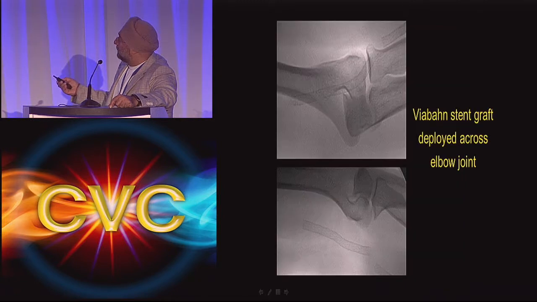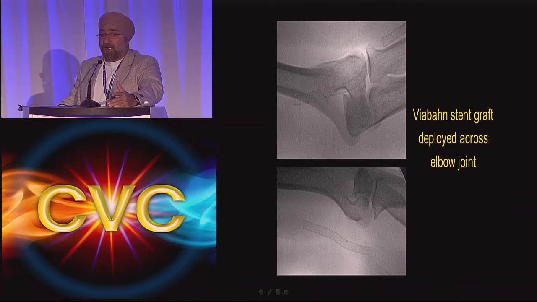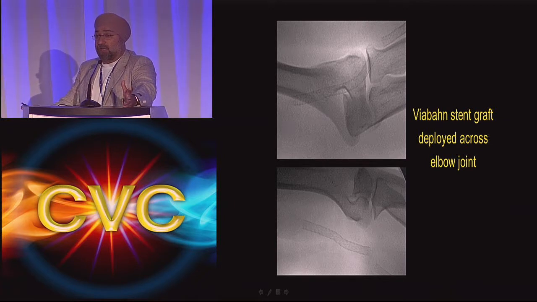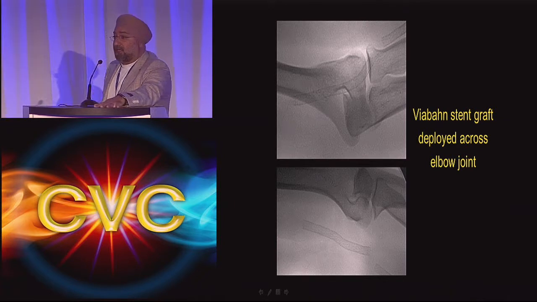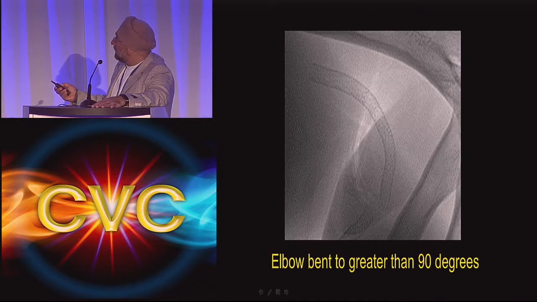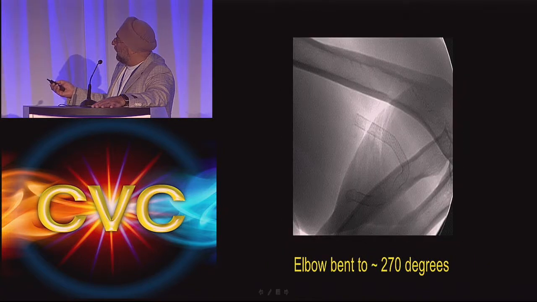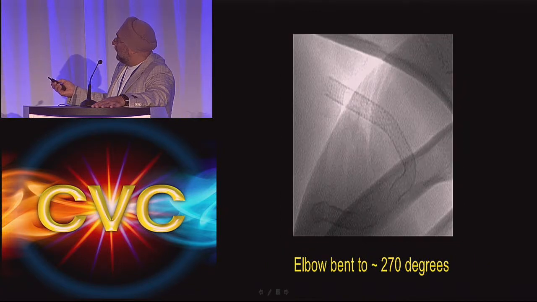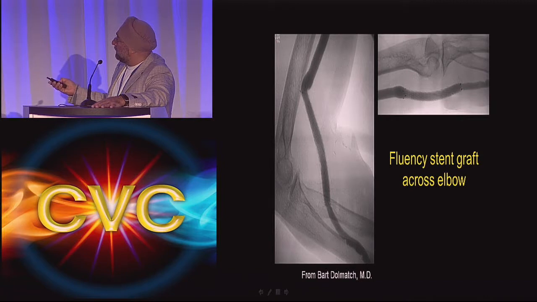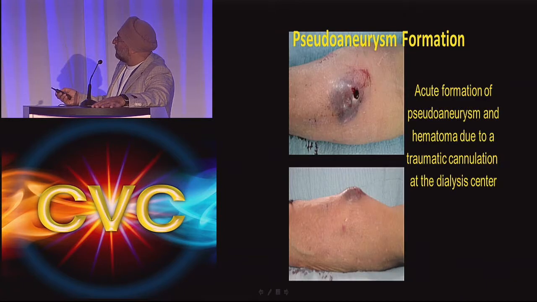That's the radiographs of the two. And there's a lot of activity around the elbow joint and over the shoulder joint in dialysis access patients. So the idea was to be able to get the access to be patent across the elbow. And these are just some pictures to show you that. If you have something stiff, like the Fluency across the elbow, that's a problem, and you can see the stress forces that occur across those joints.